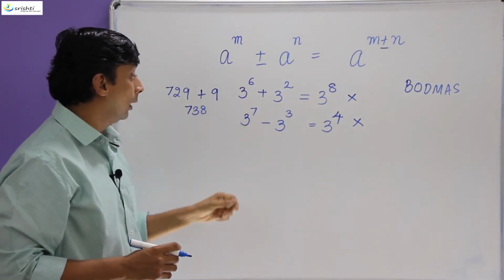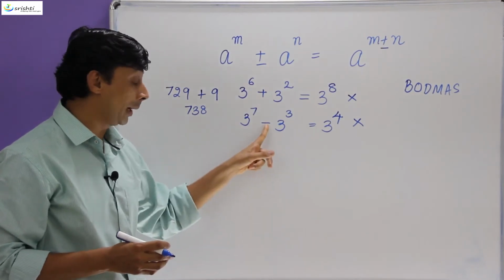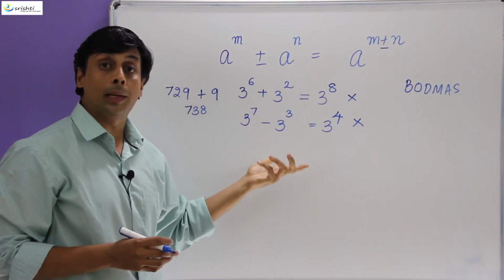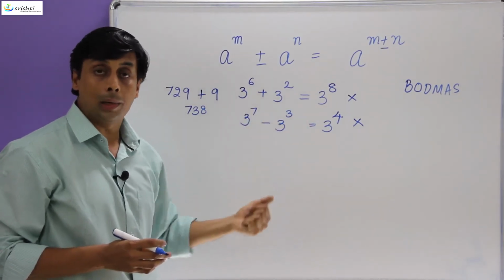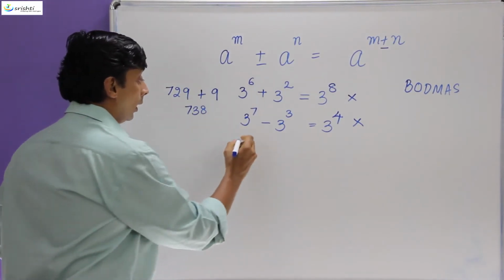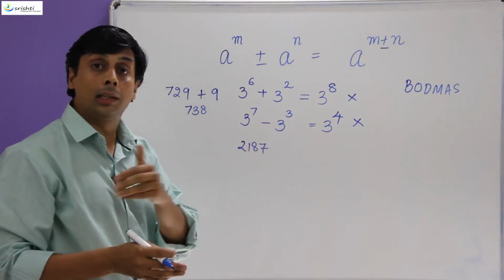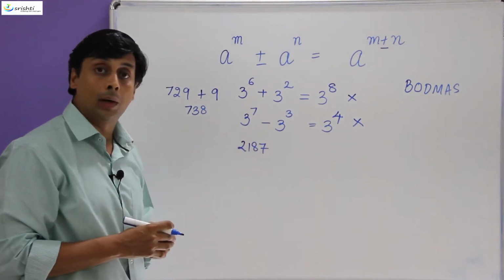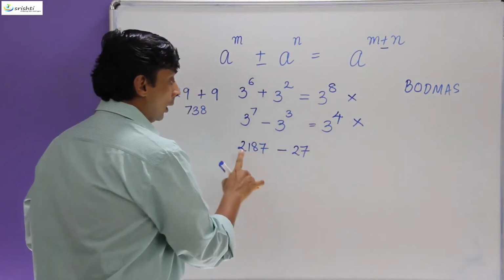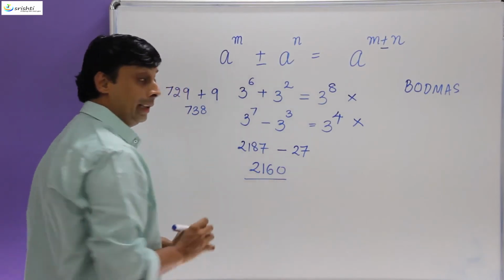3 raised to 7 minus 3 raised to 3. So how would you perform this? Again you have a subtraction operator. You also have an exponent operator. Who takes precedence here? The exponent part takes precedence. So we need to perform 3 raised to 7, which is 2187. If you multiply 3 with itself 7 times, you will get 2187. Minus 3 cube is 27. So 2187 minus 27 is going to be 2160.